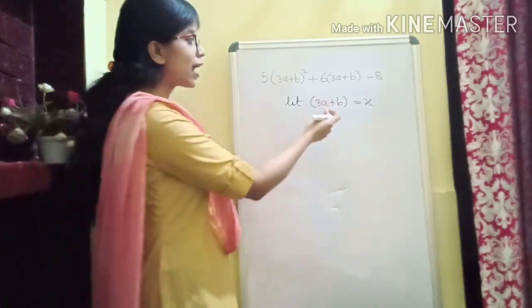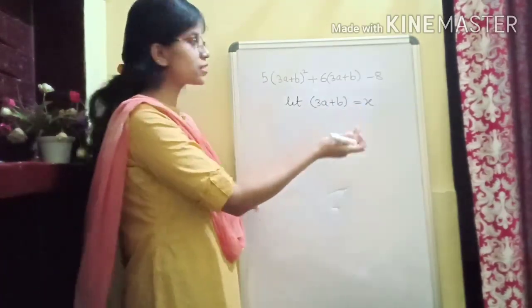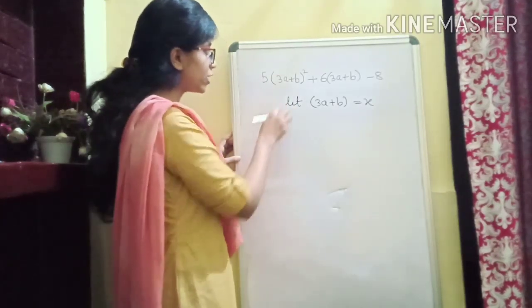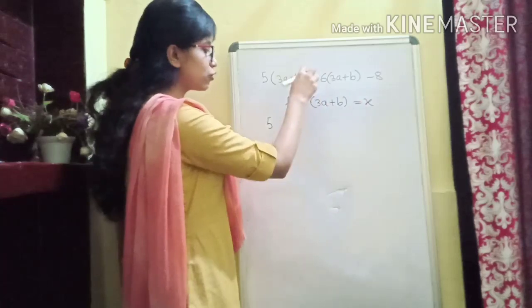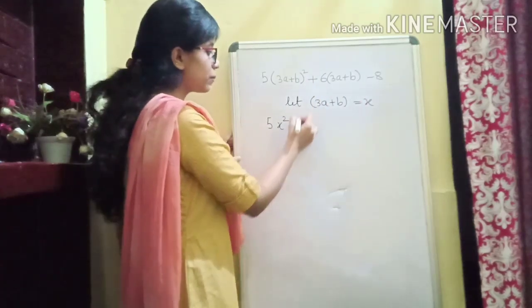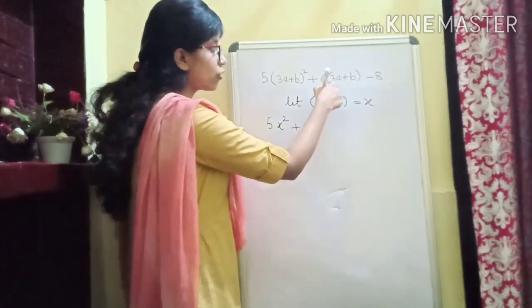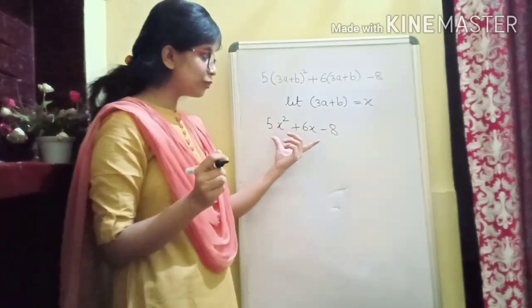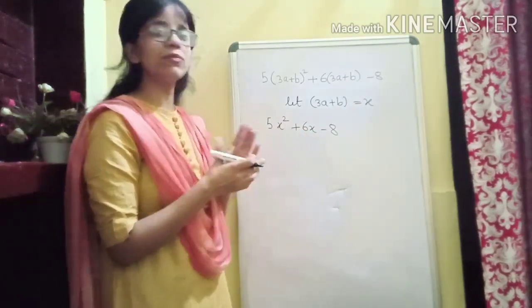Now when you have taken 3a + b as x, let us put it there. So now the expression will reduce to 5, and 3a + b we have taken as x, so it will become x², plus 6, now 3a + b will become x, minus 8. Now I think it is easier and clearer for you all to simplify this.